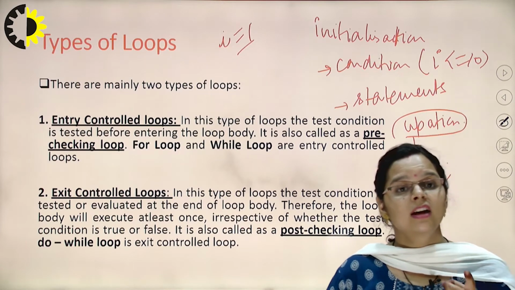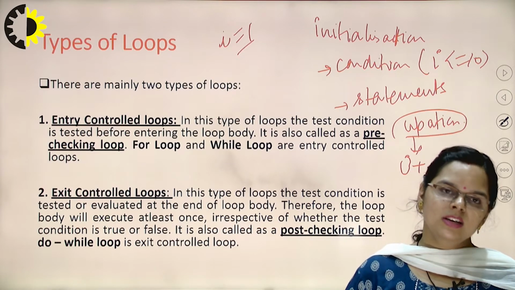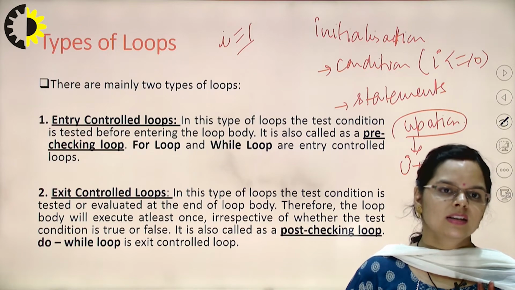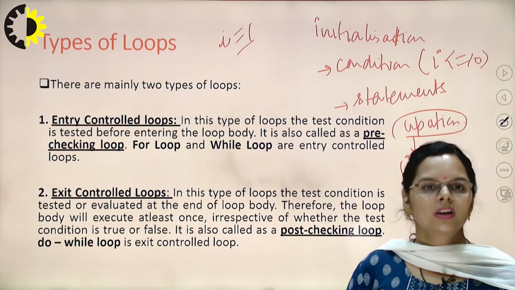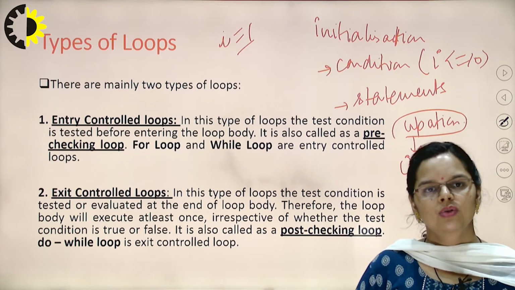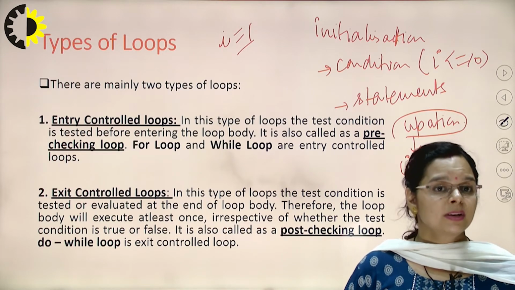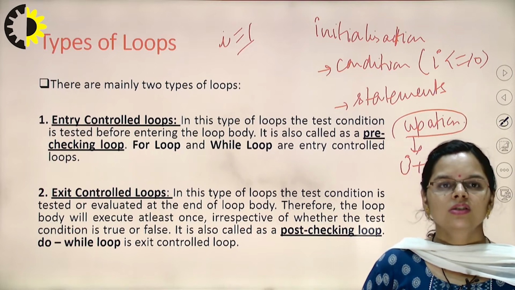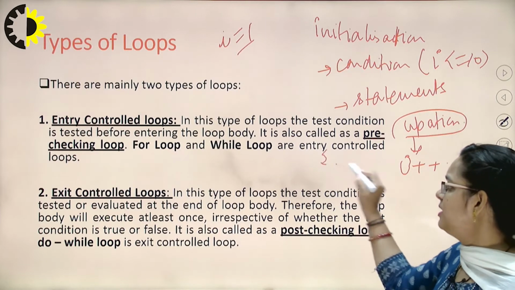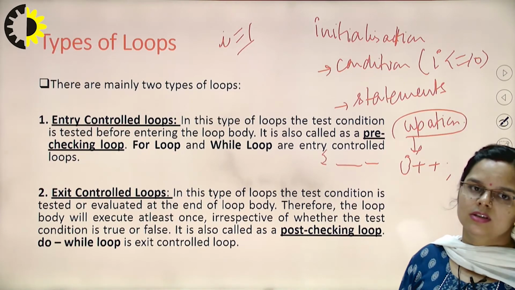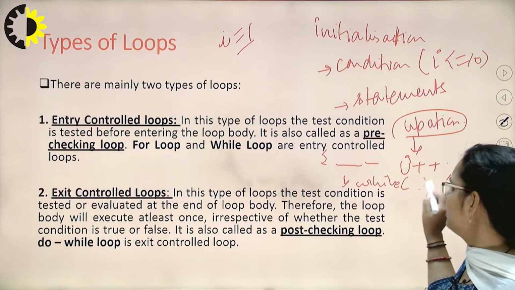At least, in the exit control loop, the statements are executed at least once. Even if the condition is false, the compiler control would enter into the loop at least once. Therefore, the loop body will execute at least once, irrespective of whether the test condition is true or false. This is also known as a post-checking loop. Why do we call it a post-checking loop? Because at the very first iteration, the statements would be executed, and in the end, the condition would be checked.